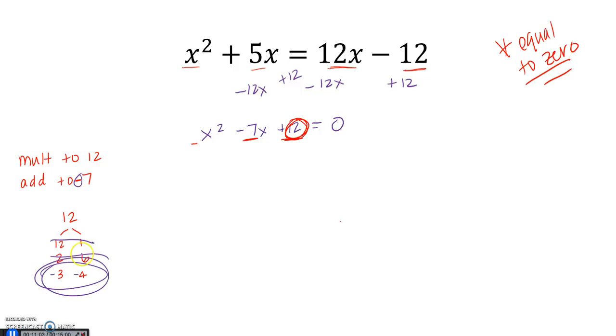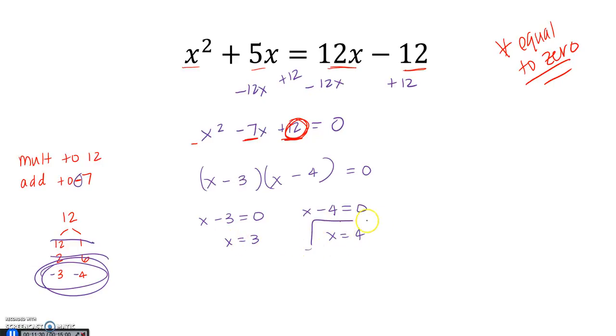Once I know the factors, then I can jump to my parentheses. I have x and x here. And just pick your terms. I have -3 and -4. Then each factored portion just gets set equal to 0. So x equals +3 and x equals +4.